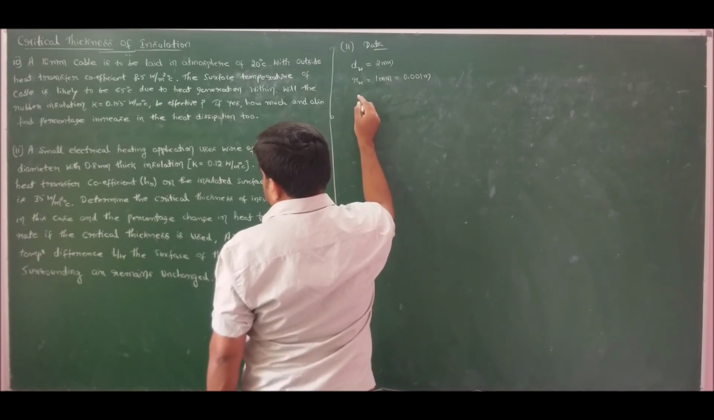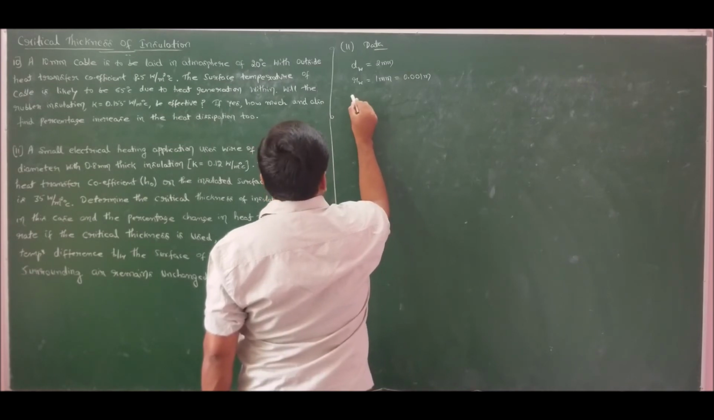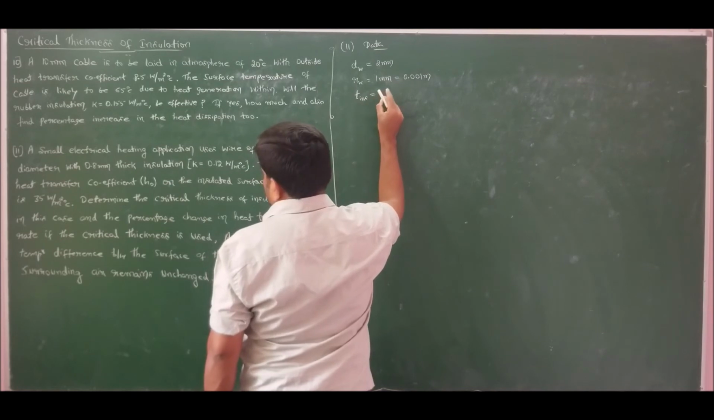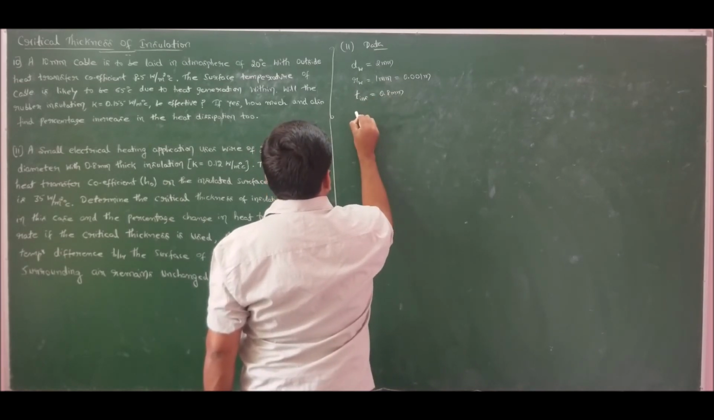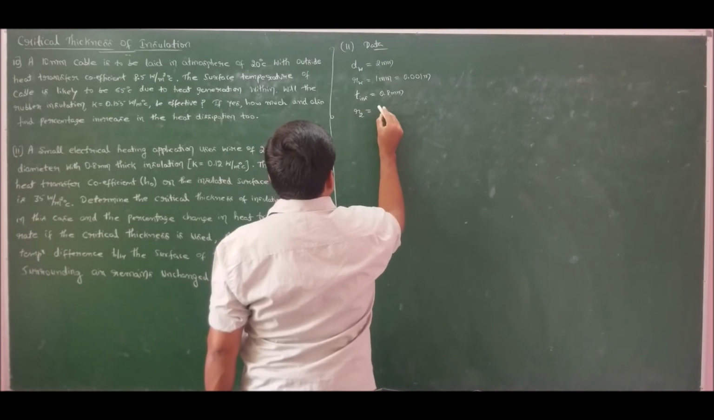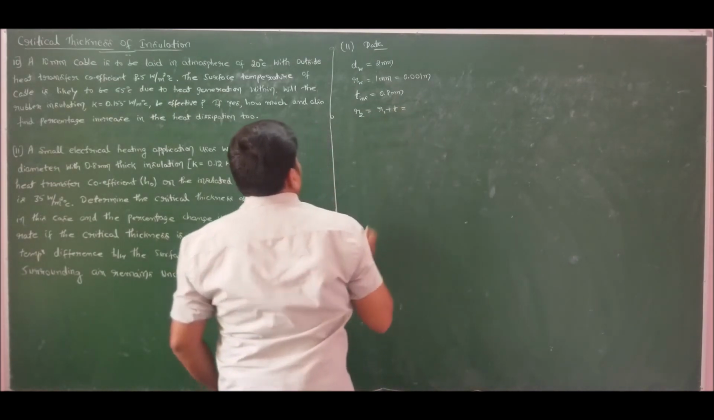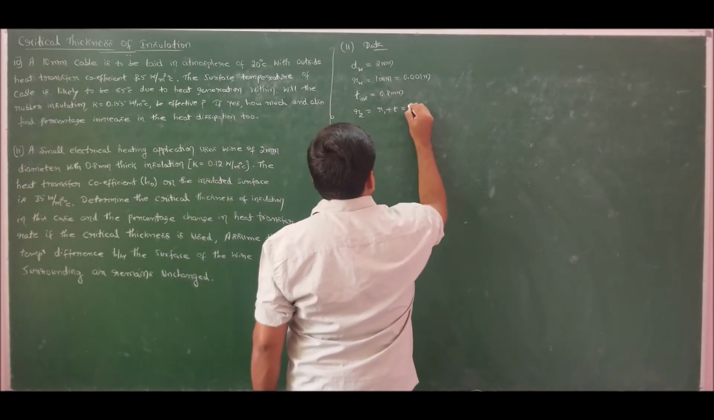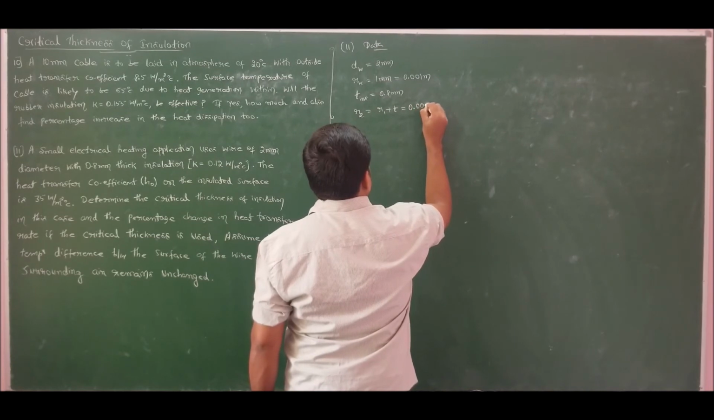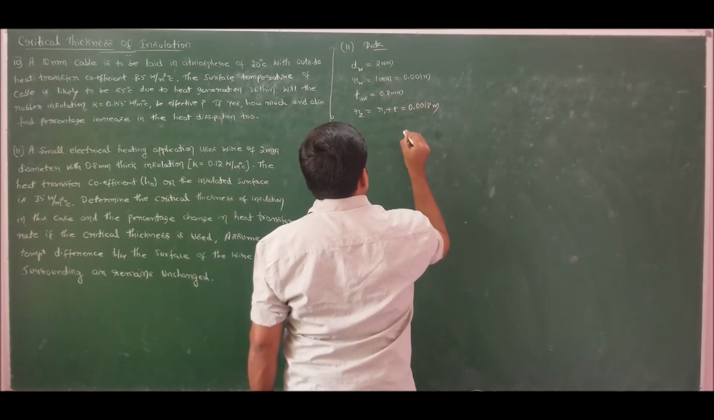In addition, it has an insulation on it. So thickness of insulation is 0.8 mm. Therefore, R2 will become R1 plus thickness. R1 is 1 mm, so it is 1.8 mm. 1.8 mm is 0.0018 meters.